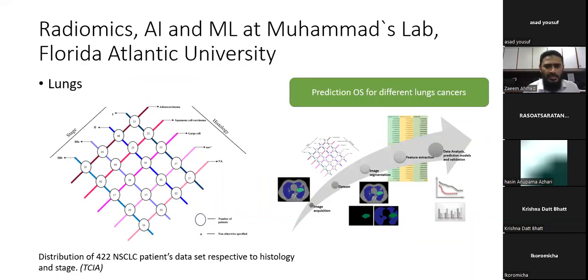Another study is about the lung. The data set was also downloaded from the Cancer Imaging Archive, and it's open source. The data set was of different stages. First, we segregate them, and we also have the clinical information of these patients about overall survival. So we extracted the radiomic features of the GTVs, and then we correlated the radiomic features extracted from the GTVs with the information of overall survival, and we found some radiomic features which have the potential to predict the overall survival.